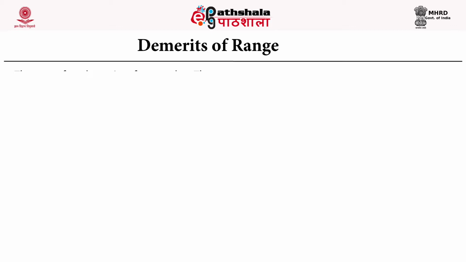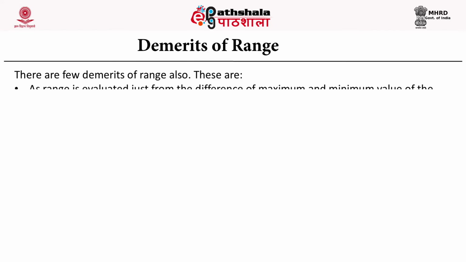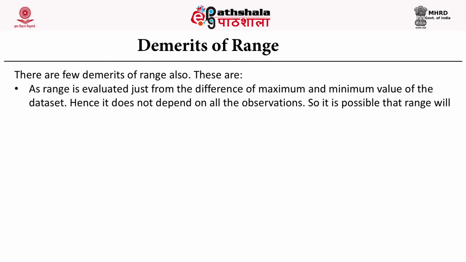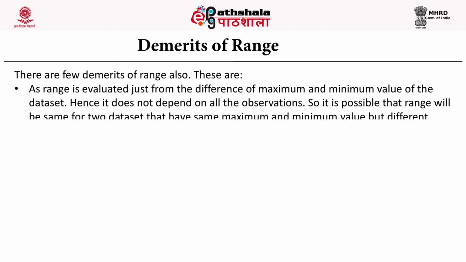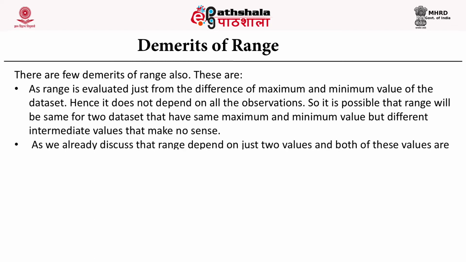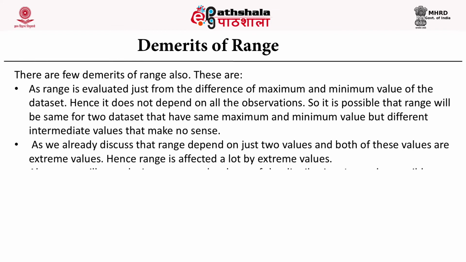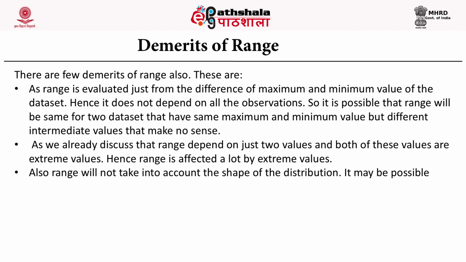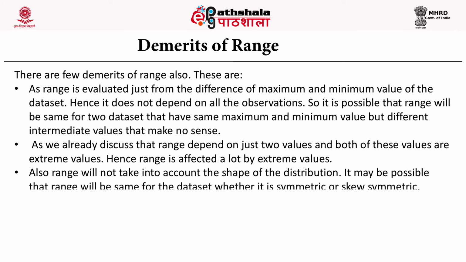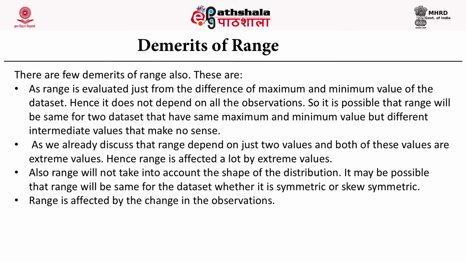Some of the demerits of range are: as range is evaluated just from the difference of the maximum and minimum values of the dataset, it does not depend on all the observations. So it is possible that range will be the same for two datasets that have the same maximum and minimum value but different intermediate values, which makes no sense. As we already discussed, range depends on just two values and both of these are extreme values, hence range is affected a lot by extreme values.